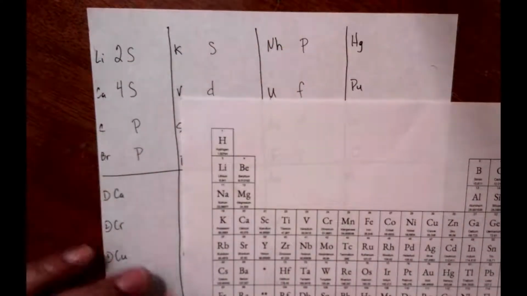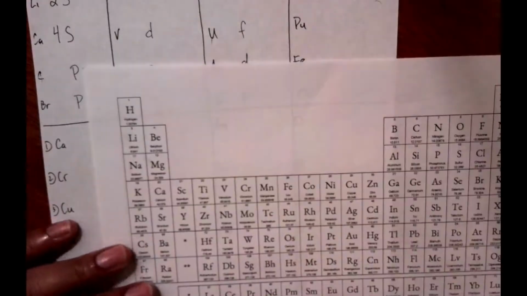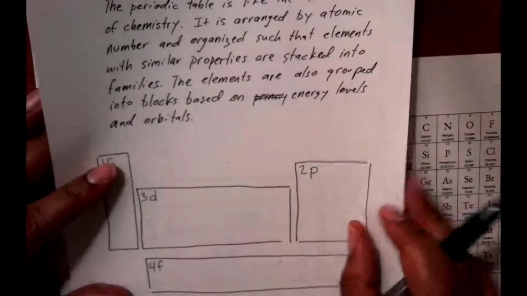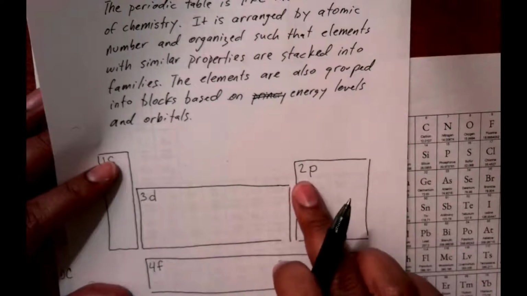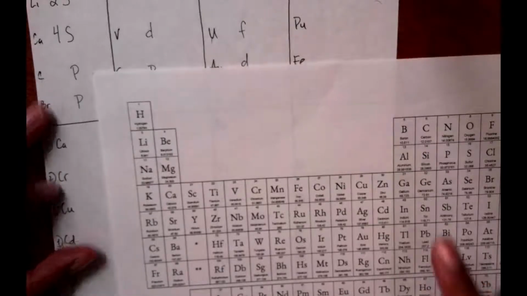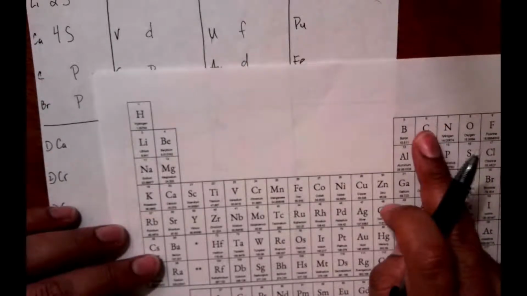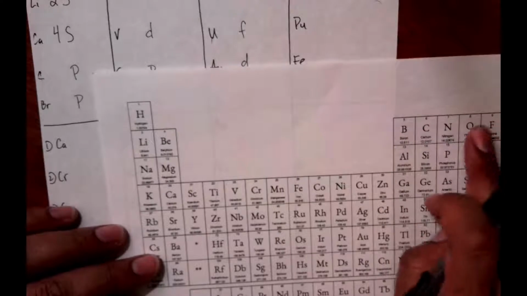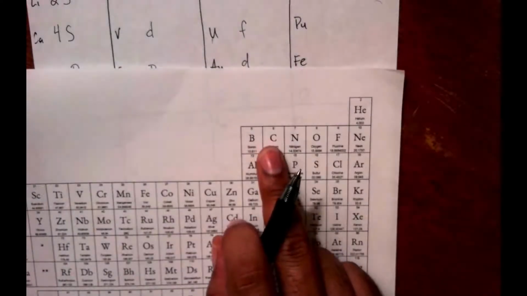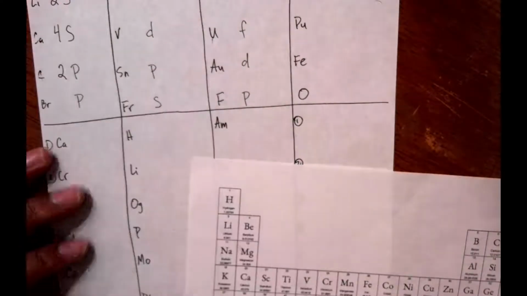Now over here for carbon. Carbon, you'll remember from our notes, that the P block starts on the second floor. So when I talk about carbon here, carbon is on the P block, and since carbon starts on the second floor, we would say that carbon is on 2P.